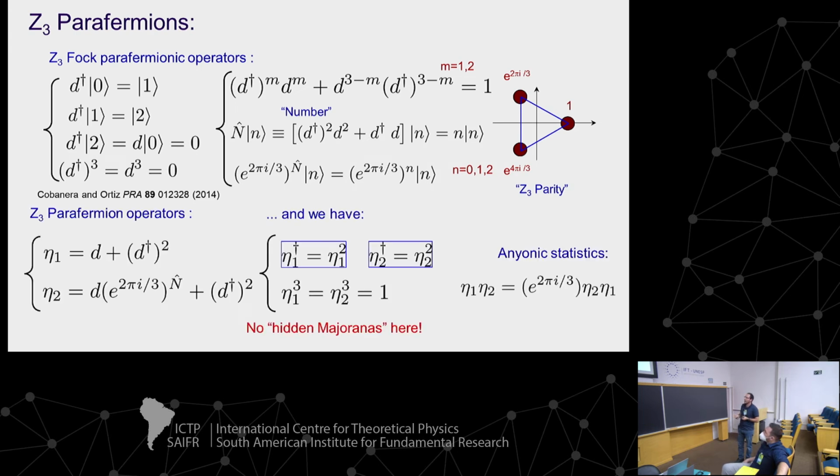And now you define your Z3 parafermion operators, which obey these properties. If you dagger them, it is equal to squaring them. And if you take them to the cubic power, you get 1. Notice now that there are no hidden Majoranas. So there's no combination of these operators where if you dagger them, you get the same thing, as compared to the Z4. Meaning that here, there is no phase where you have just double Majorana phases, like in the other one. So this would be more interesting.